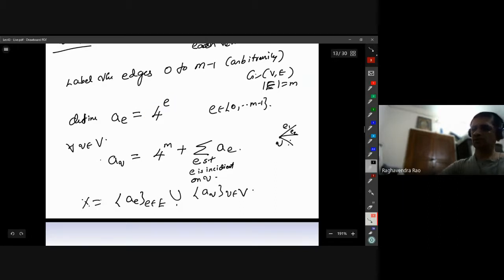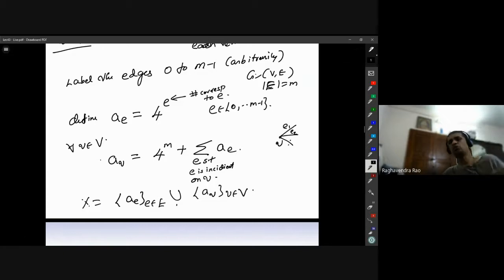So this is the number corresponding to e. Okay. So I just used e so that there is no confusion. Otherwise I'll have to say whatever e_i, if e is equal to e_i, then i. It's the same thing. Okay.